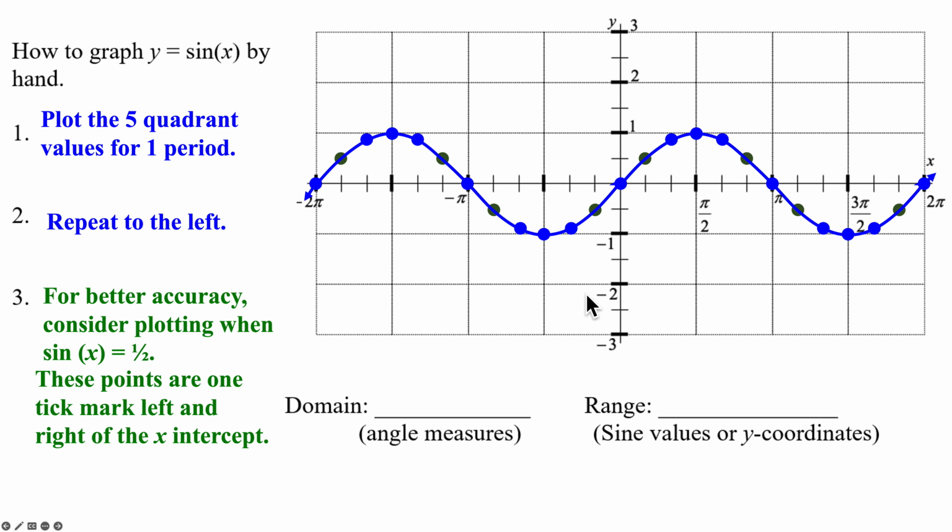Put on little arrows because they go on forever. Your domain is going to be all real numbers, and your range is going to be from -1 up to +1. We'll put brackets on that.